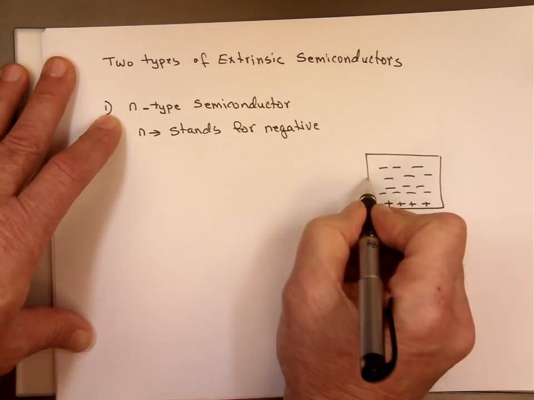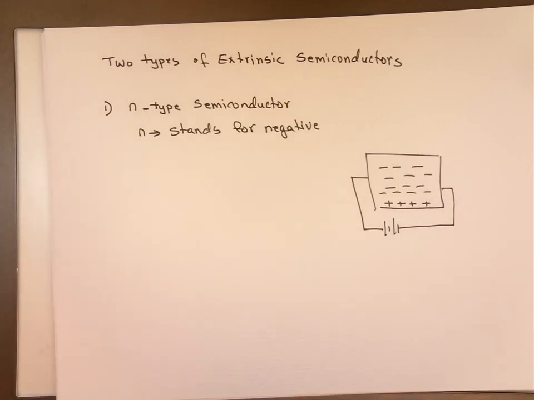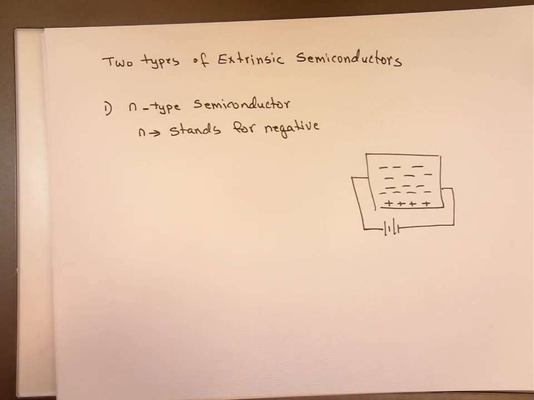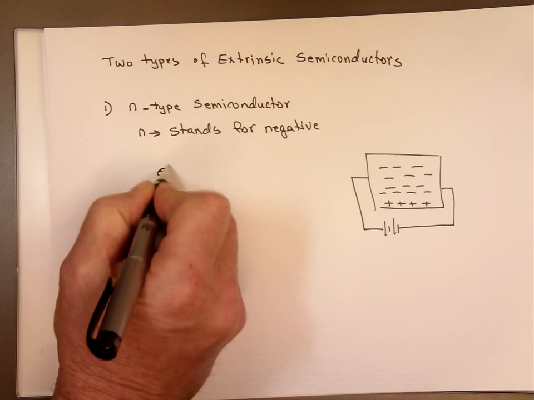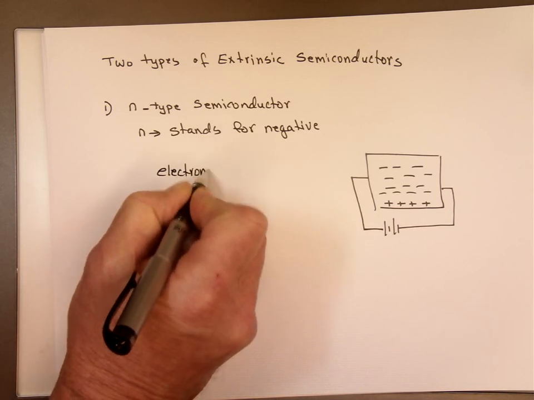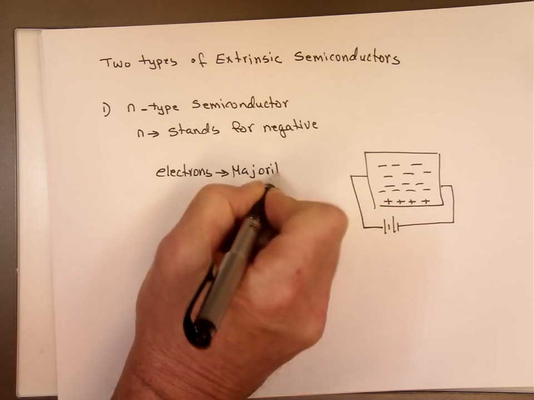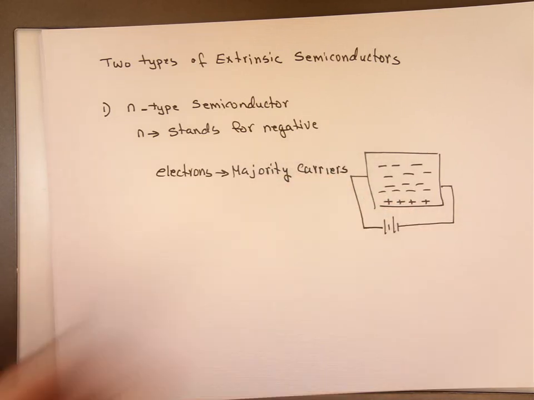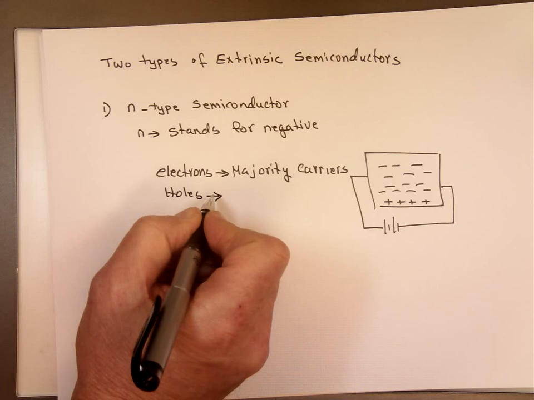And if you attach this to a voltage source here, plus minus, the negative charges, or in this case electrons, are called the majority carriers. So the negative charges, the electrons, are the majority. There's more of them there. And the holes, which are the positive charges here, are called the minority carriers.